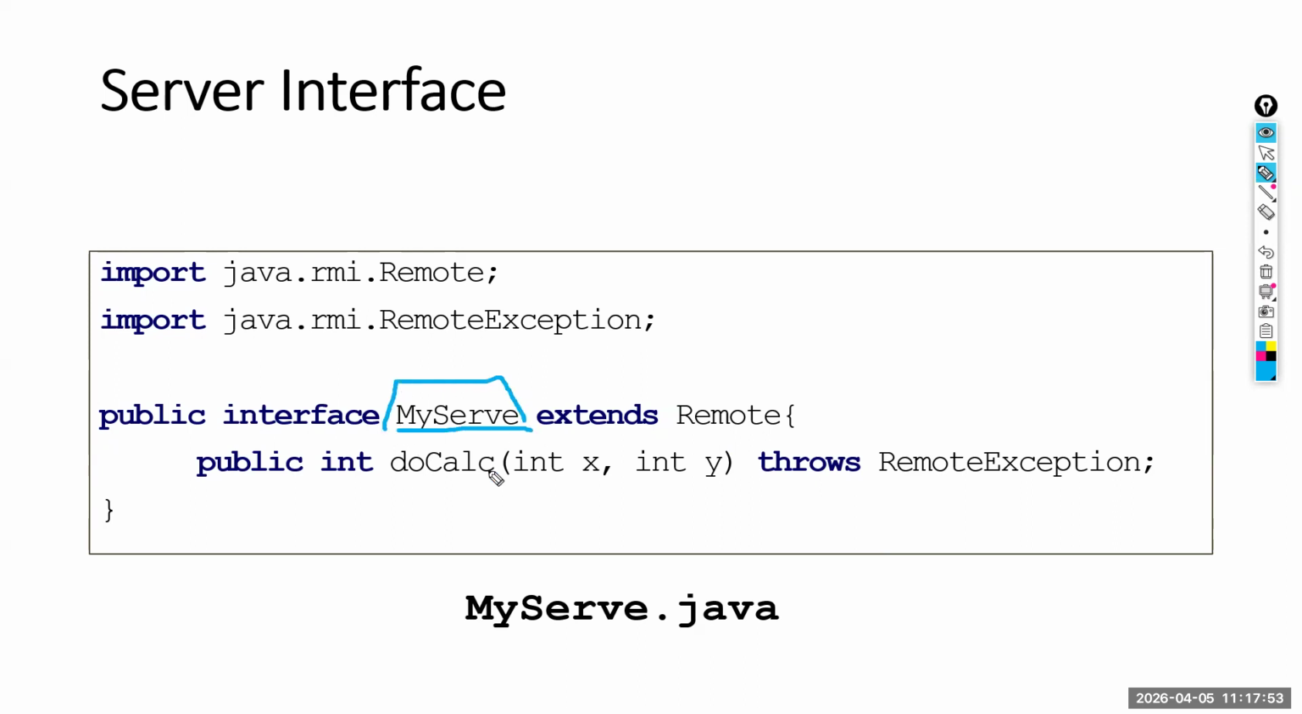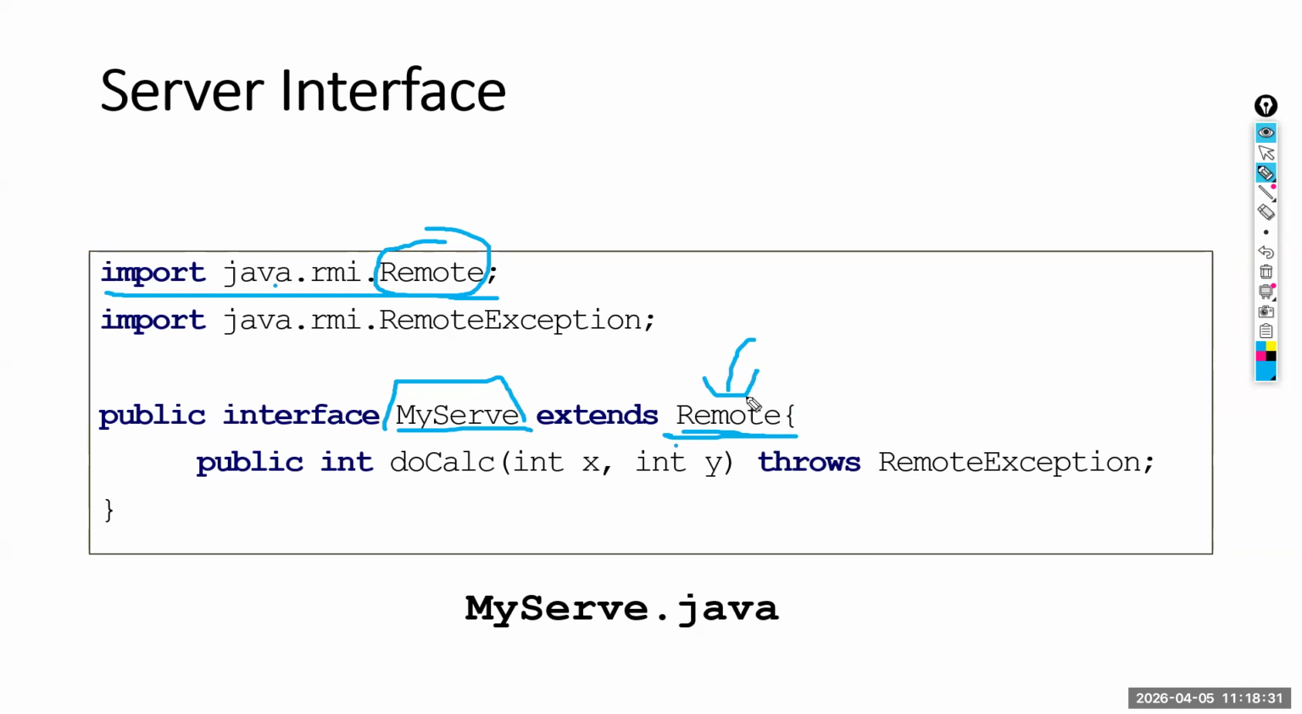You can even call it ABC. It must extend the Java interface called Remote, which is in the Java RMI package. So make sure you import it. If you want to expose your methods as remote methods, make sure your interface extends the Remote interface, which is a Java interface. It's a marker interface.